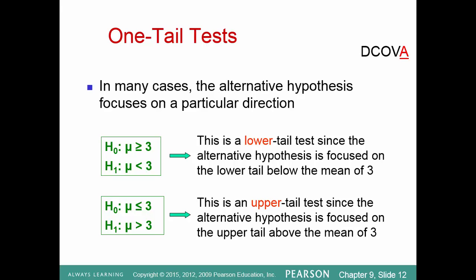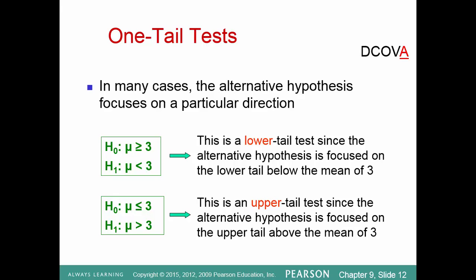Let's talk about one-tailed tests. In many cases, the alternative hypothesis focuses on a particular direction. So if the null hypothesis is a greater than or equal to or a less than or equal to hypothesis, that means the alternative has to be either a less than or a greater than. When the alternative hypothesis has a straight less than or greater than sign, then you do a one-tailed test.